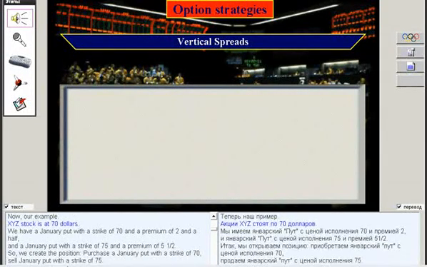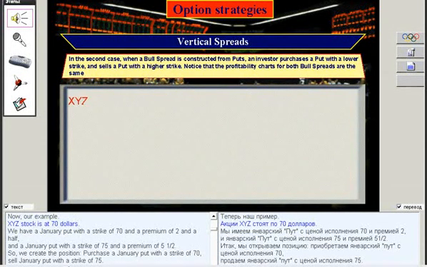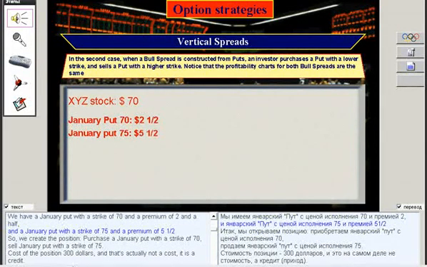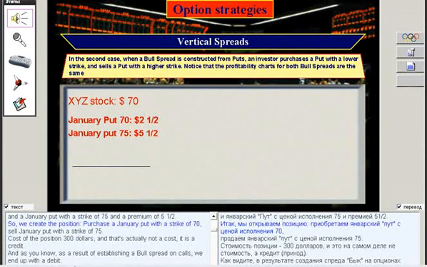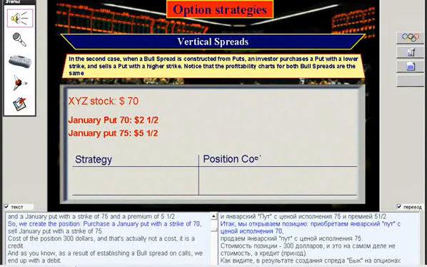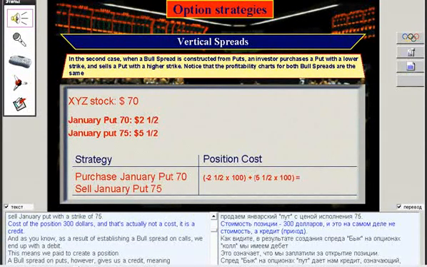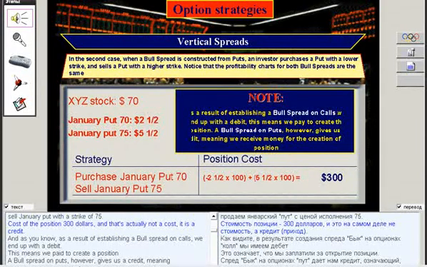Now our example. XYZ stock is at $70. We have a January put with a strike of 70 and a premium of 2.5, and a January put with a strike of 75 and a premium of 5.5. So we create the position. Purchase a January put with a strike of 70, sell a January put with a strike of 75. Cost of the position, $300. And that's actually not a cost, it's a credit.